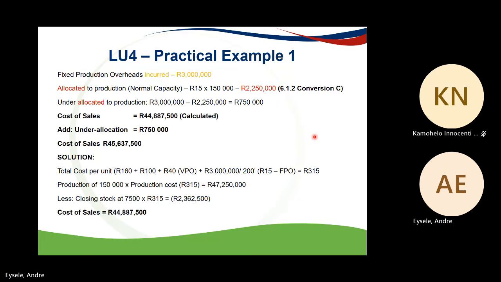Now, as we said, you incurred that. That is the conversion cost, 2250. The under allocated to production is 3 million less 2250. So under allocation means we need to add the cost that was not completely allocated. That's why your cost of sales figure is that. How did we get the total cost? It is 160 plus the labor plus the variable production overhead plus the allocation rate. And that, colleagues, is the 47,250 at the end of the period, less your closing stock value.